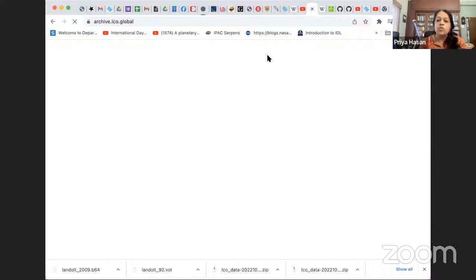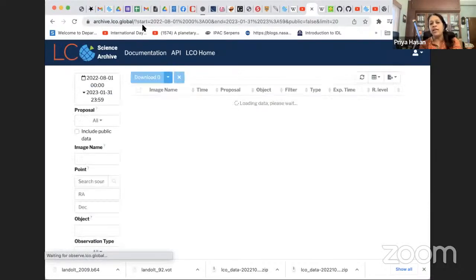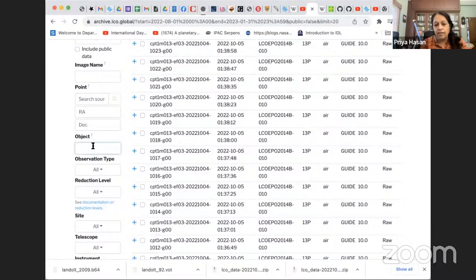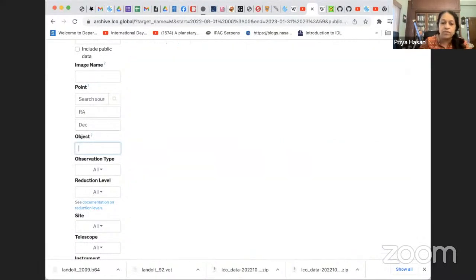So what you can try out tonight, if many of you have laptops with you, is go to the archive.lco.global page, and you can look for an object. When you put the object, supposing I put a star cluster, because that's what I work with the most, or you could put any object, supposing you put M51, you can look for data for a given object.